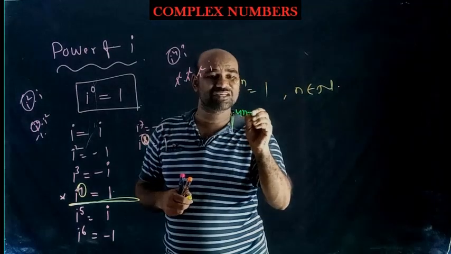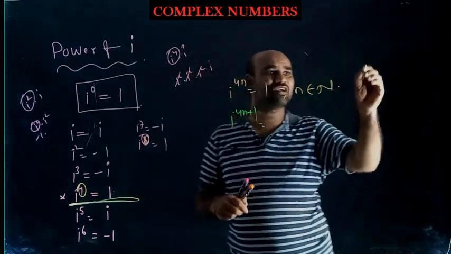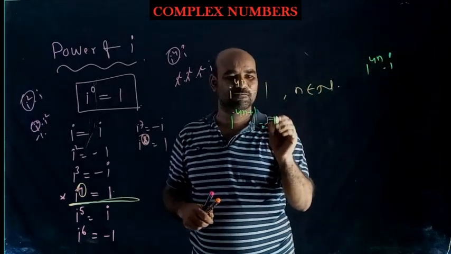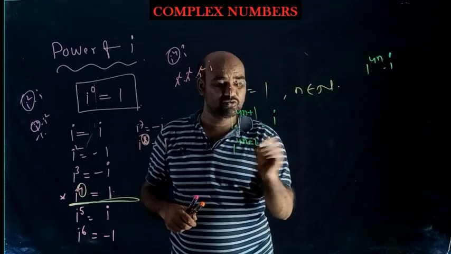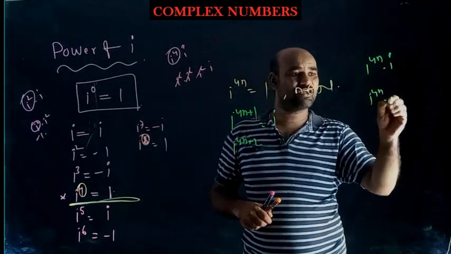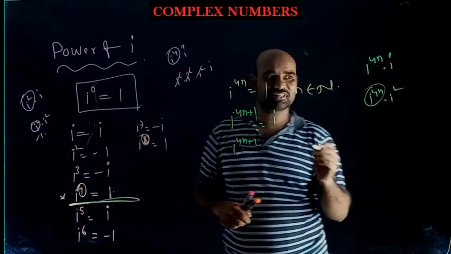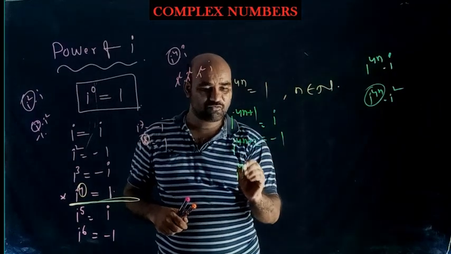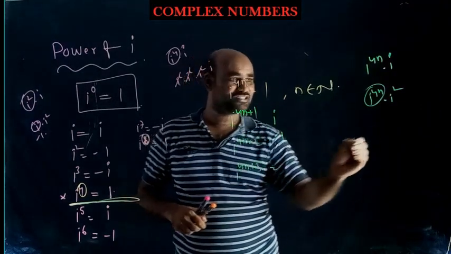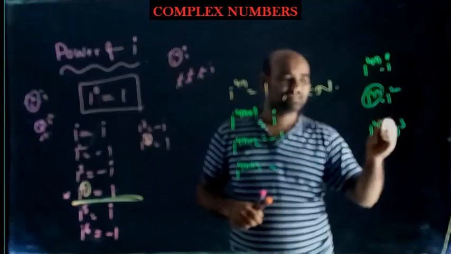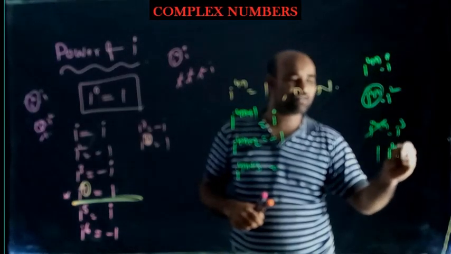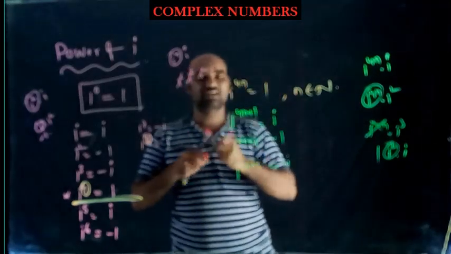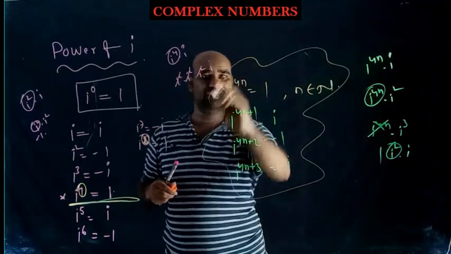Next, iota power 4n plus 1 means what? Iota power 4n into iota you can write, that is iota only. Iota power 4n plus 2: iota power 4n into iota square, this is 1 into iota square, which means minus 1. Understood? Iota power 4n plus 3: that is iota power 4n into iota cube. This is 1, and iota cube means iota square into iota, this is minus iota. So by using this logic, we can write the power of any iota.